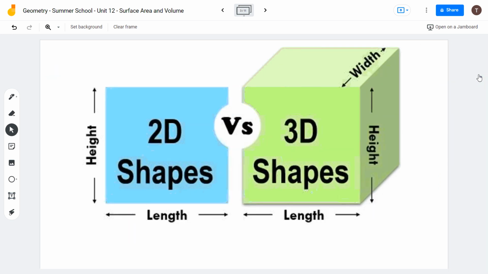Now, when we talk about these, we're talking about 3-dimensional shapes now. The last unit was about 2-dimensional shapes, area and perimeter. But surface area and volume are always going to be 3-dimensional shapes, which is really most of our things in the real life. Other than drawing things on paper, everything is 3-dimensional. We have a length, a width, and a height.